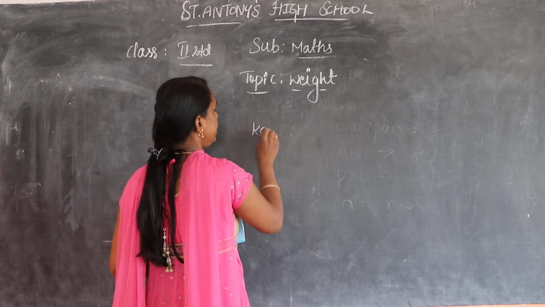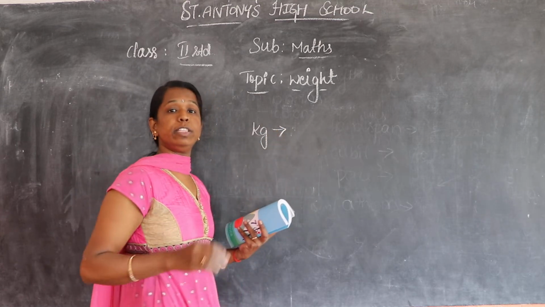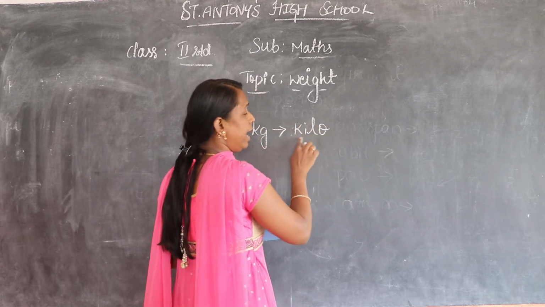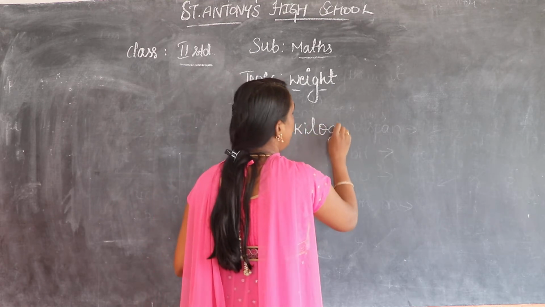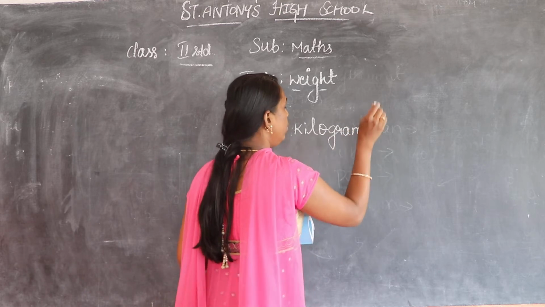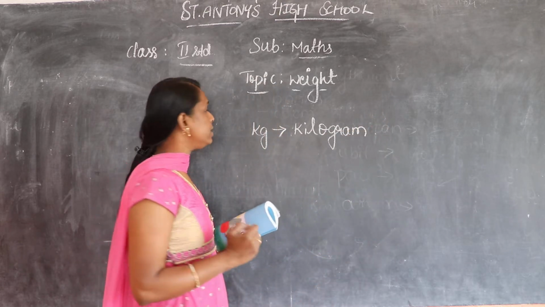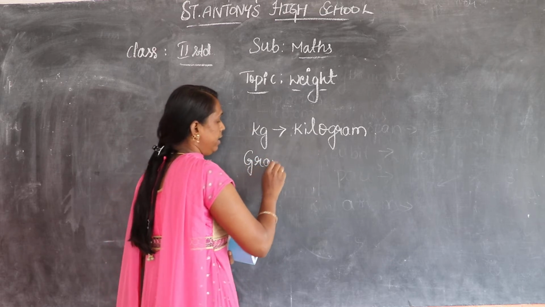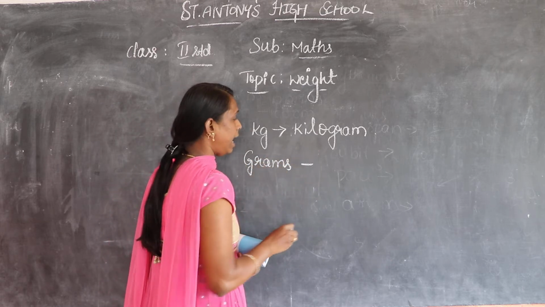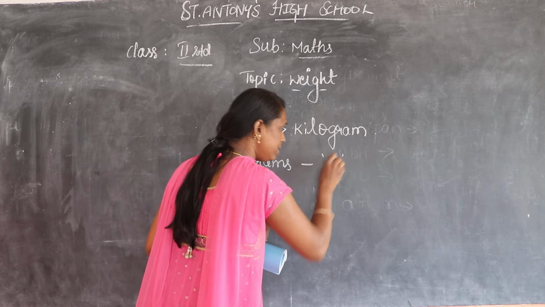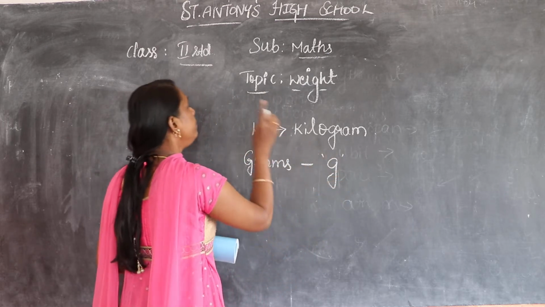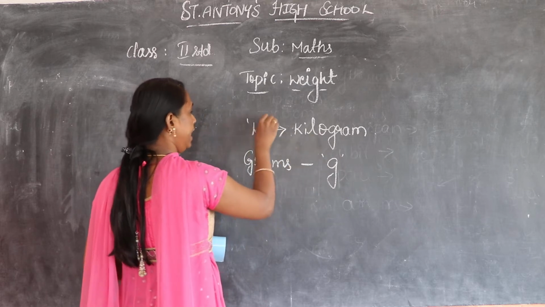Okay, kg. In the full form we can write kilogram, K-I-L-O-G-R-A-M. Kilogram. For the smaller quantities we can measure by grams. Okay, grams. The short form, or the unit, of gram is g. We can represent gram as small g, and kilogram as kg.